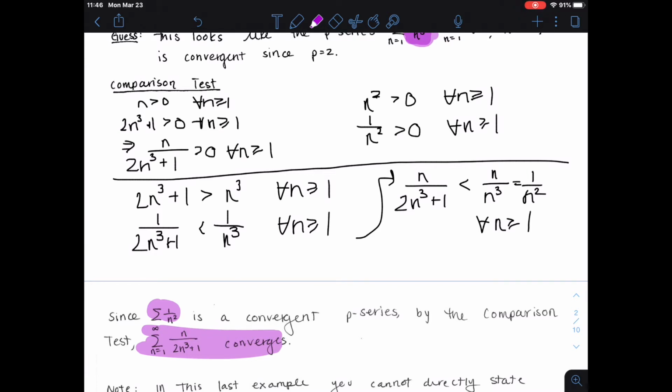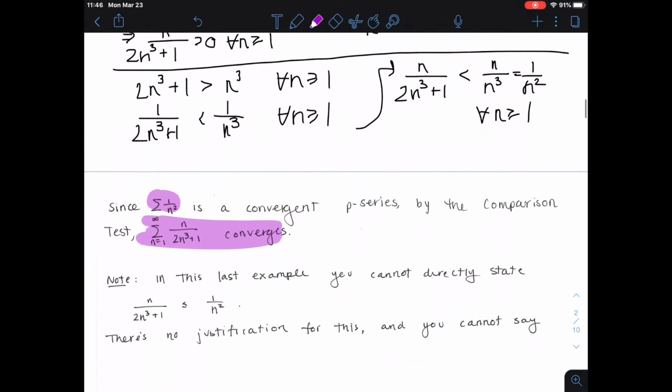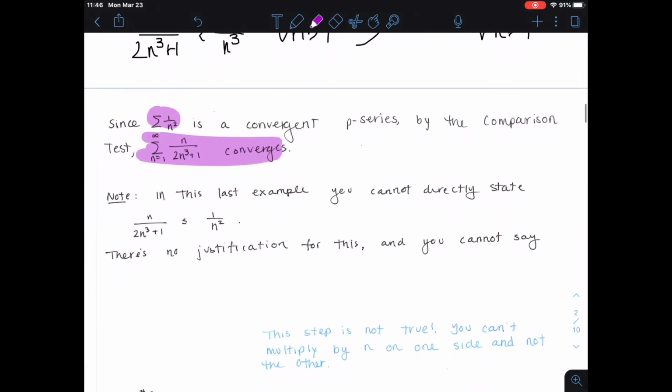Okay. So I'm going to show you why you shouldn't do the comparison with this simplified version to start with. It's really natural to want to do that, but you run into a bit of a problem.